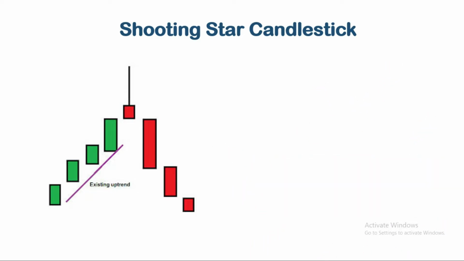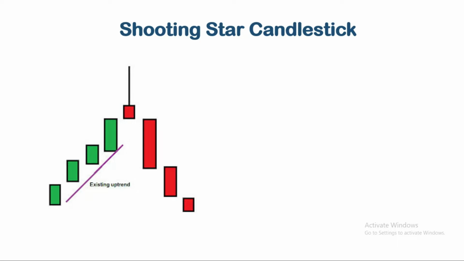The shooting star candle is most effective when it forms after a series of 3 or 4 consecutive rising candles, such as here, followed by a shooting star candle and then a price reversal. It may also occur during a period of overall rising price, even if a few recent candles were bearish.